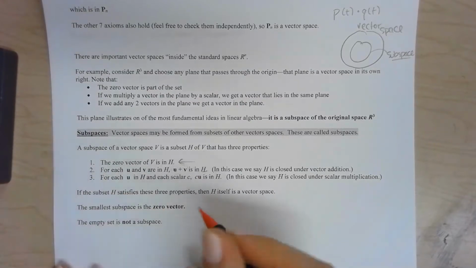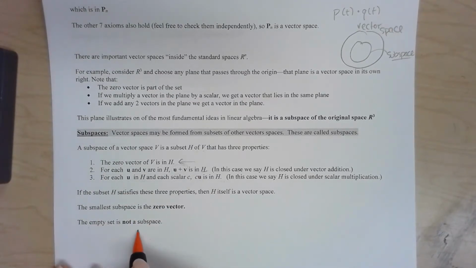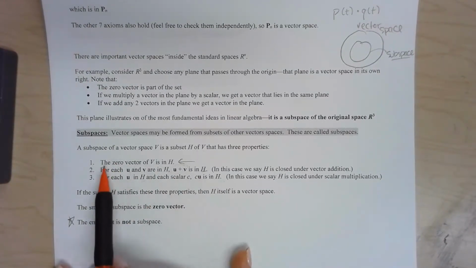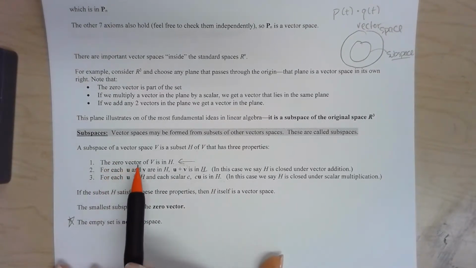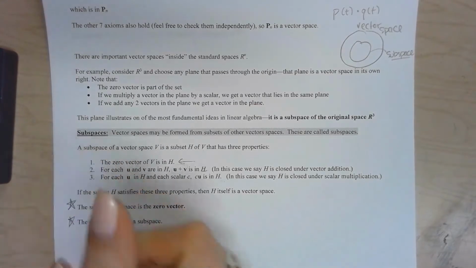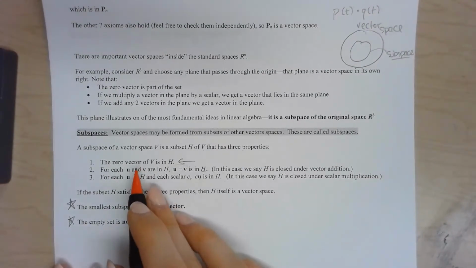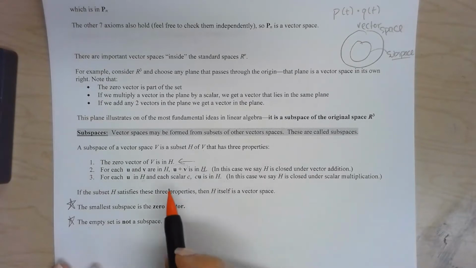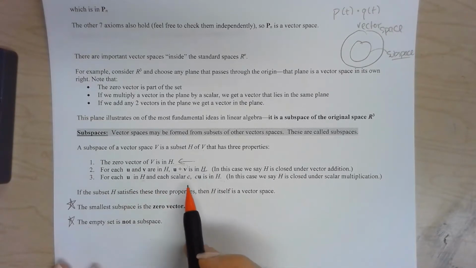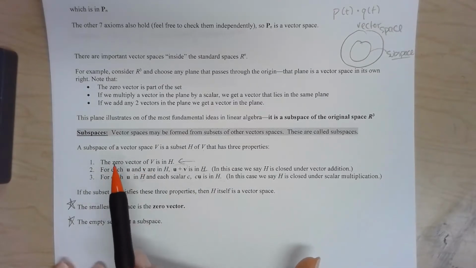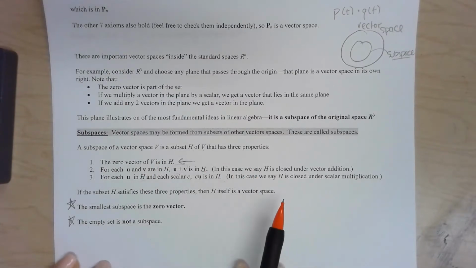Once again, just like the empty set was not a vector space, the empty set is not a subspace, because it doesn't even follow the first condition, that the zero vector is in that space. But the smallest subspace is just the zero vector all by itself. Adding 0 plus 0 gives you 0, so it's closed under vector addition. Multiplying 0 by a constant still gives you 0, which is still in the subspace. And if the zero vector is the only thing in the subspace, obviously the first condition is met. The zero vector is in that subspace.